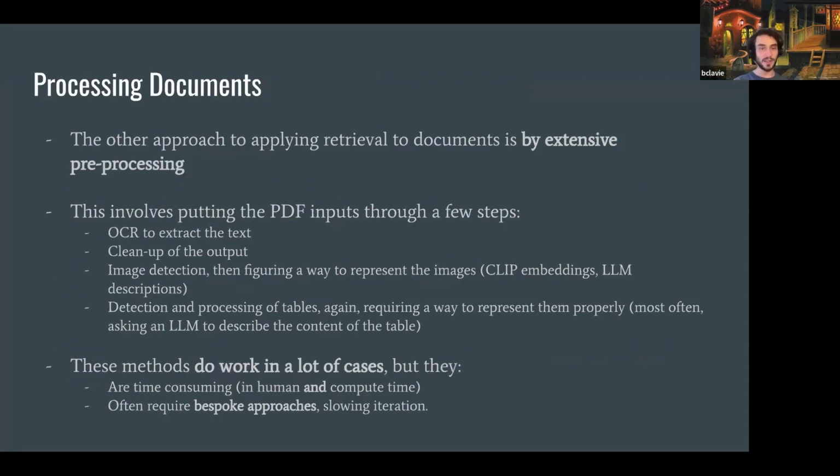Right now, if you're processing documents, you are applying retrieval in a really extensive, heavy-handed pre-processing way. You're probably using Unstructured or a similar thing, and that's a lot of steps. You have to OCR to extract the text, and you have to clean up the output. If there are images, how do you represent them? Do you get an LLM to describe them, so we do textual retrieval?